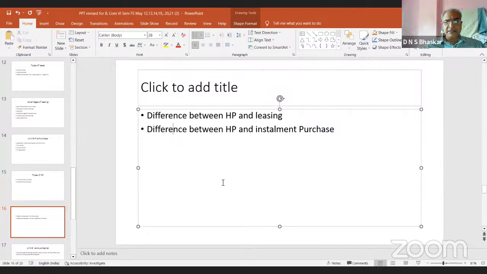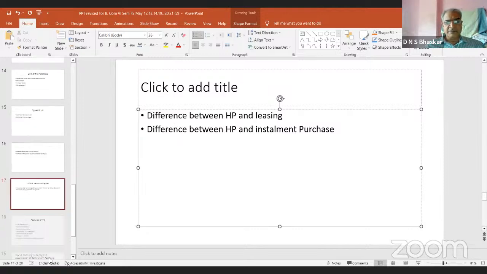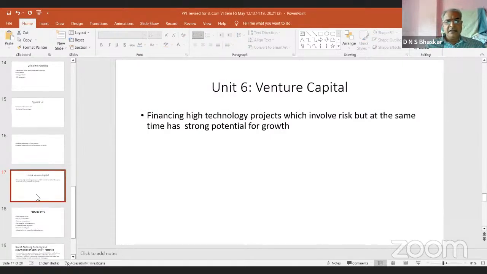So these nine points are given. With that, we completed unit number 5, the hire purchase system. The last one in this particular block is venture capital.